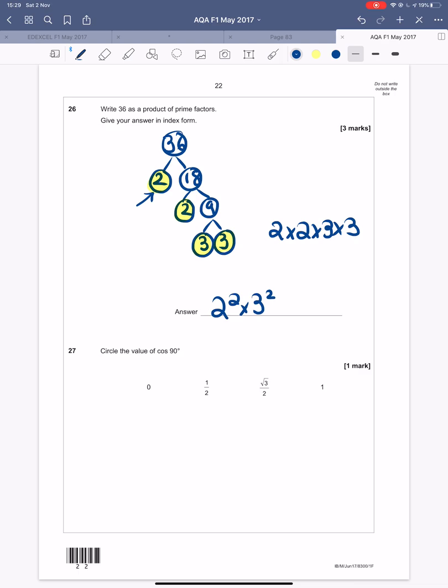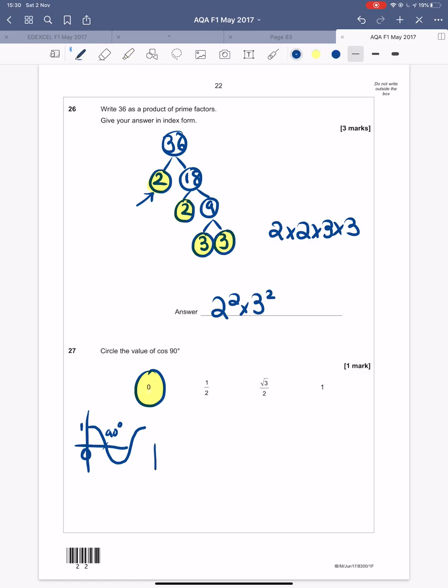And then the next one, circle the value of cos 90. Now you just have to know these. If you think about the cosine graph, it looks like this, starts at 1. And 90 is there, so cos 90 is 0. And just note, there is a way of doing this on your fingers. You've just got to learn them.